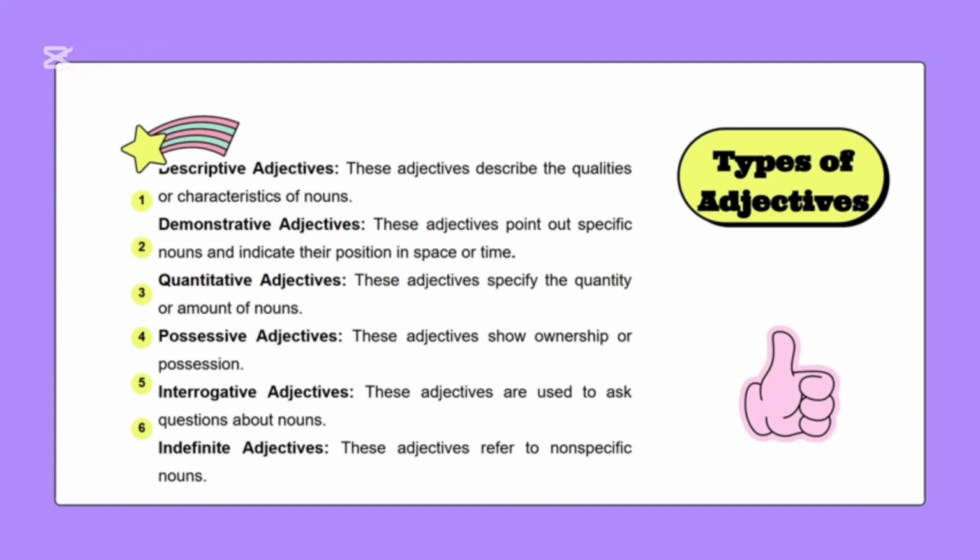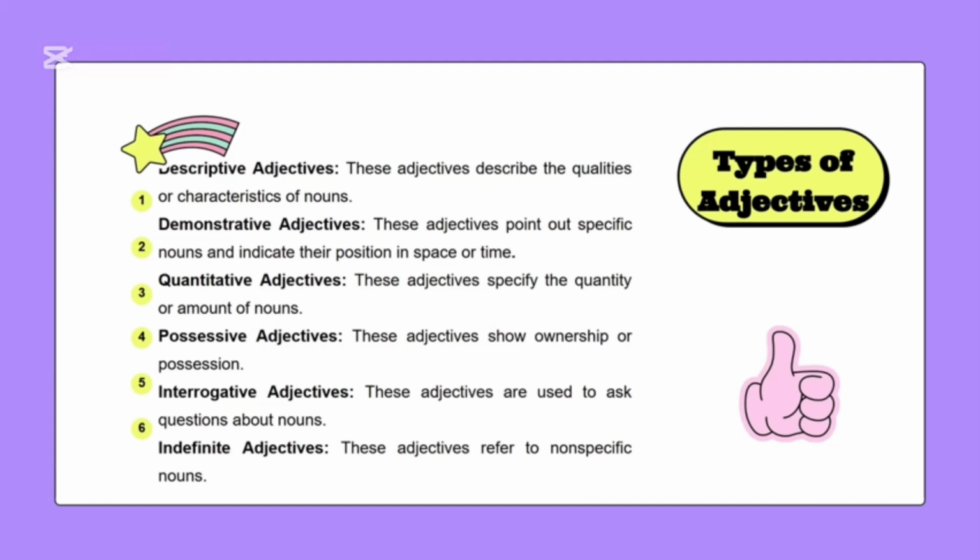Interrogative. You're asking a question. Which book is yours? That's a typical example. Or another one: whose bag is this? In the two examples I gave you, which and whose are interrogative adjectives, and we use them to ask questions about nouns.